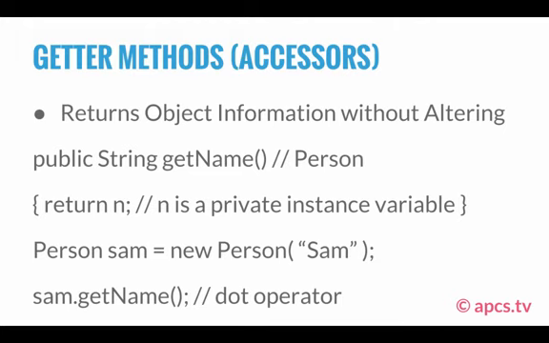And then after that we could use sam.getName(); So what this is doing is we're referring to this person object sam, so sam.getName(). Now we're referring to a method within sam, which is the getName method. And in order to get the name, with the getName method, we get returned the value of n.